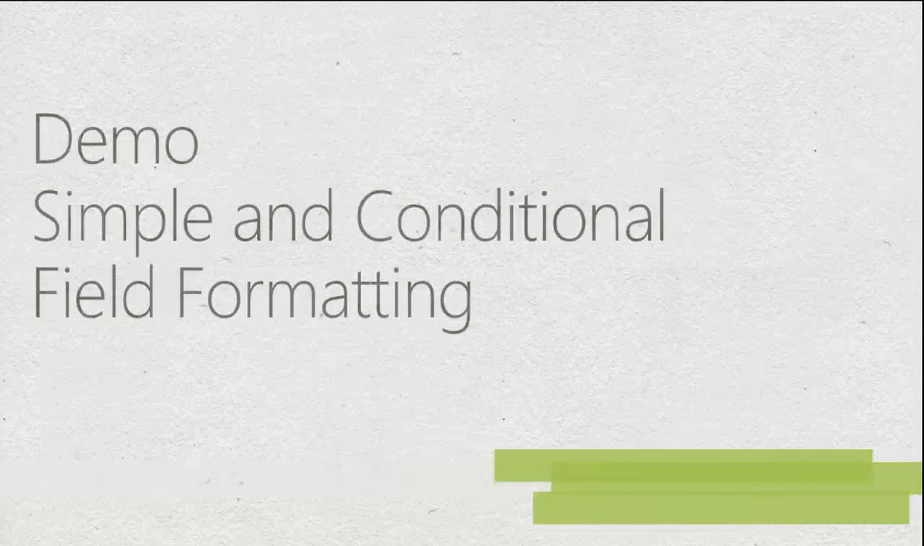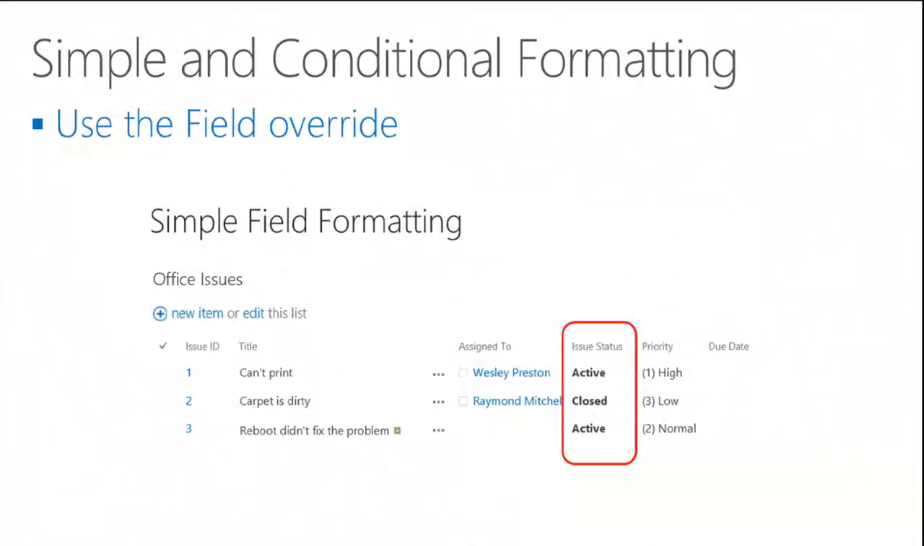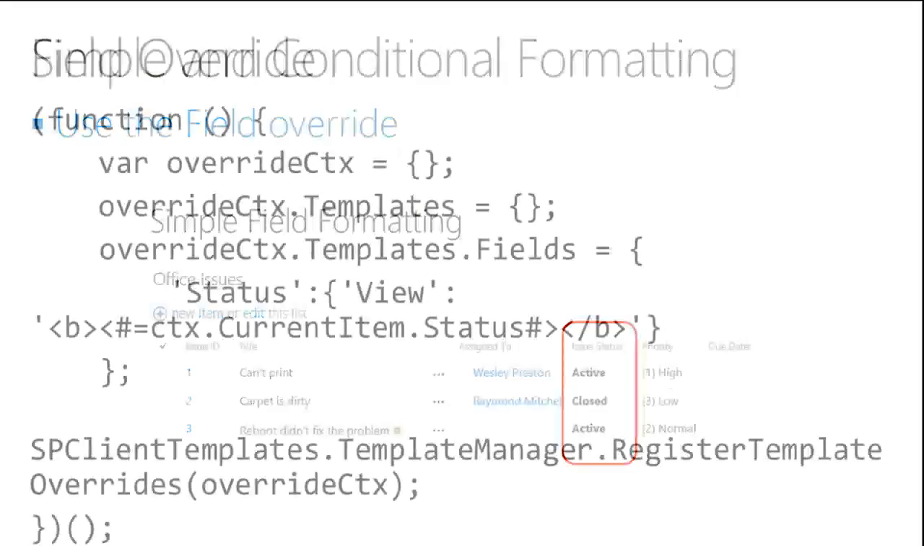All right, so let's get into some of these examples. Simple and conditional formatting. Kind of similar to what we were just looking at. Instead of changing the text that's in there, I want to change the way that it's formatted. So I've got an issue status field, and it's probably hard to see that it's bolded there. Well, that's not too bad. But basically, I've taken that field and I've decided I want to make it bold. Very simple. There we go. And then there was code.